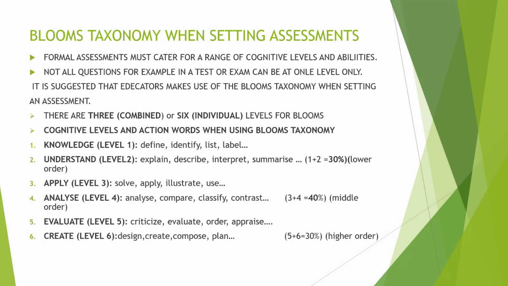The second level is called understanding, or level 2. Here it is about explaining is your verb that you use when you set a question, describe, interpret, summarize. You can see it's at a higher level than the knowledge level. But level 1 and 2, which we call the lower cognitive levels, must make up 30% of an economics question paper.